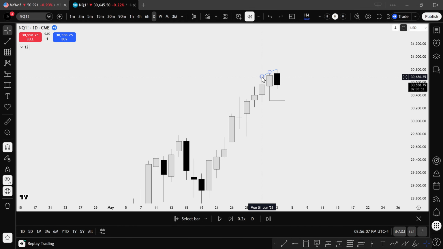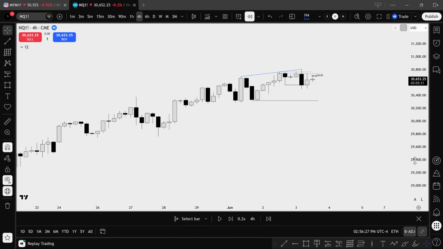Now we had this first stage SMT yesterday, and then we get the second stage SMT. Now all we need is to frame ourselves within this daily candle to trade it lower. So what is the next time frame that we need to look at? It is going to be the 4-hour time frame.